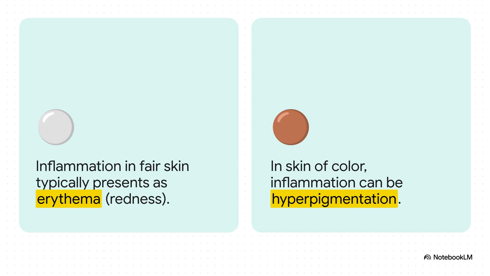How we spot inflammation has to change depending on the patient's skin type. In fair skin, sure, we look for that classic erythema, that redness. But in our patients with skin of color, active inflammation can look very different. It might show up as hyperpigmentation or changes in texture along with the itch. We really have to train our eyes to see beyond just redness, or we risk underdiagnosing and undertreating.